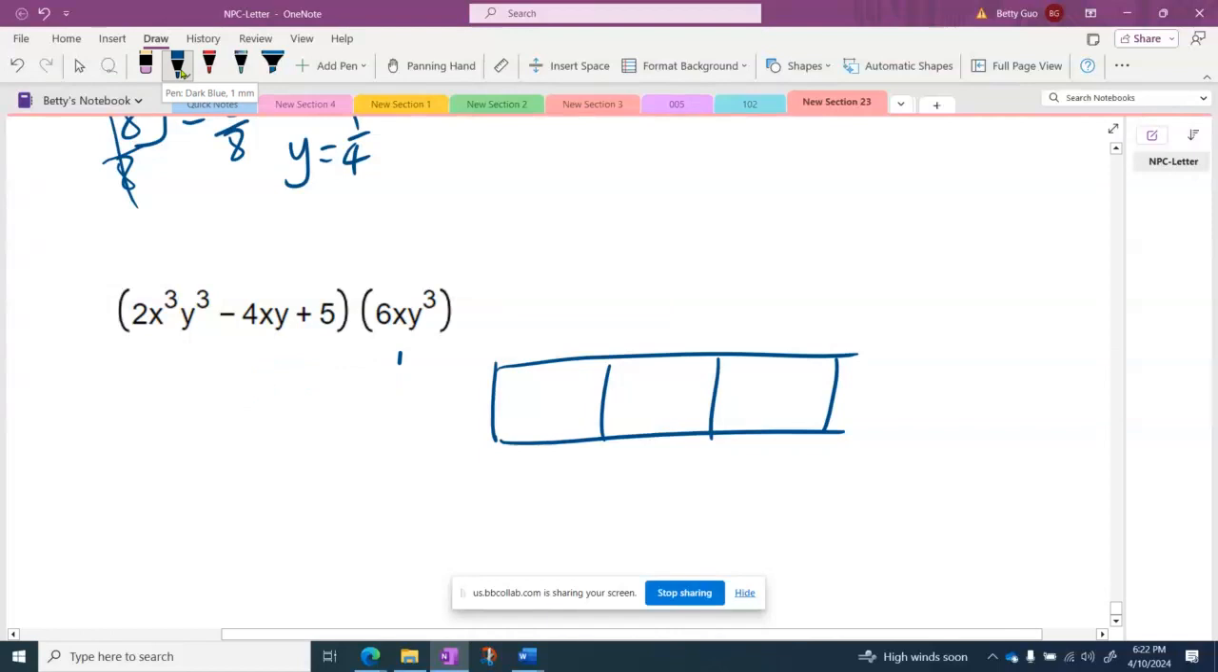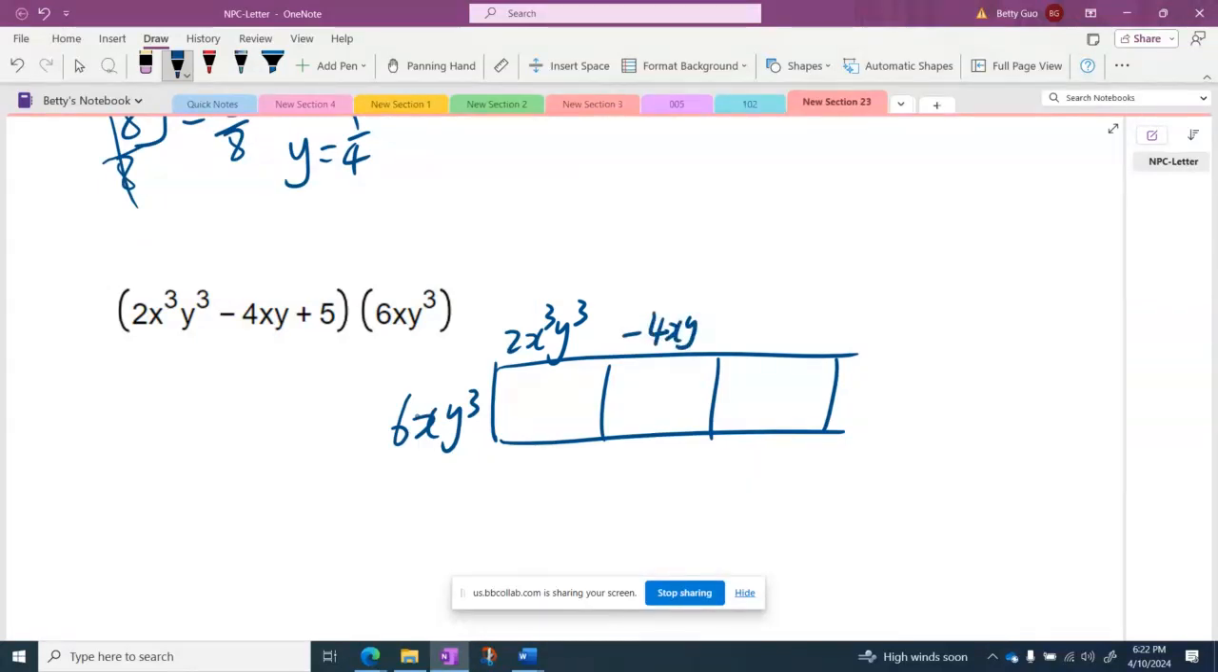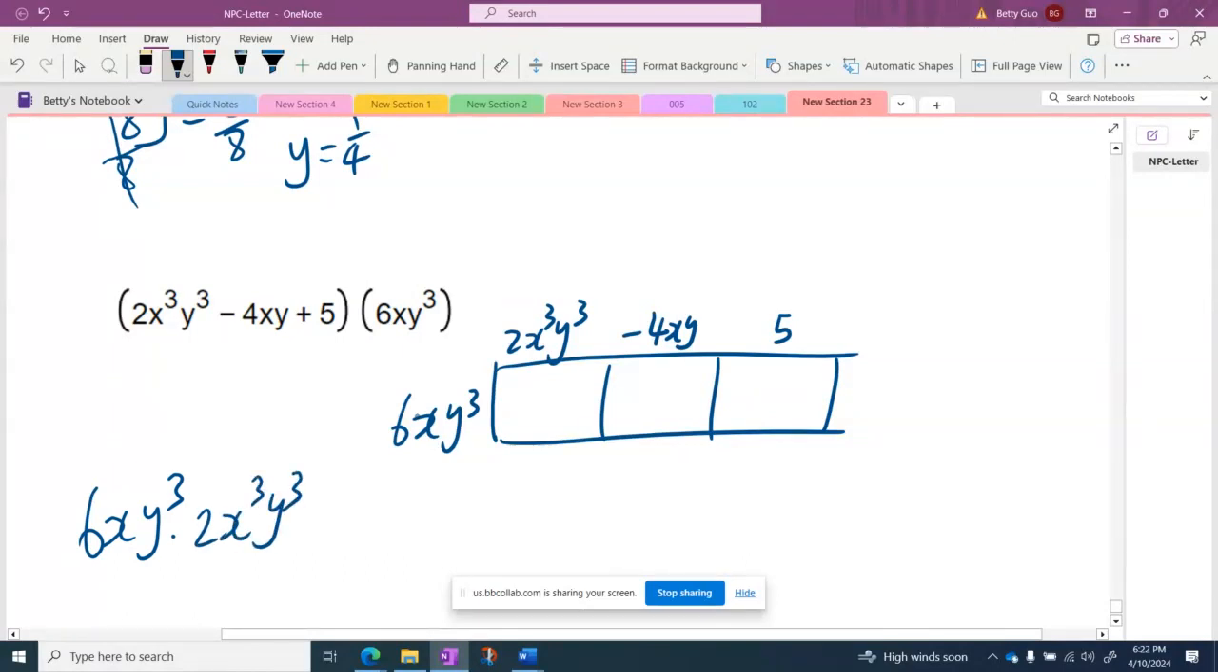So I'm going to put the monomial on the side of the box, 6xy cubed, and then the trinomial on top of the box: 2x cubed y cubed, that's the first term, then 4xy, that's the second term, which is a negative, and 5. Okay, so let's multiply. Row 1, column 1, we have 6xy cubed times 2x cubed y cubed.